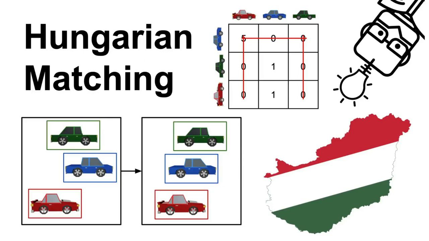And that's it for today's video. We have explored how the Hungarian algorithm can be applied to object detection to match bounding boxes between the frames. I hope you found this information valuable and that it will help you better understand the object tracking algorithms.